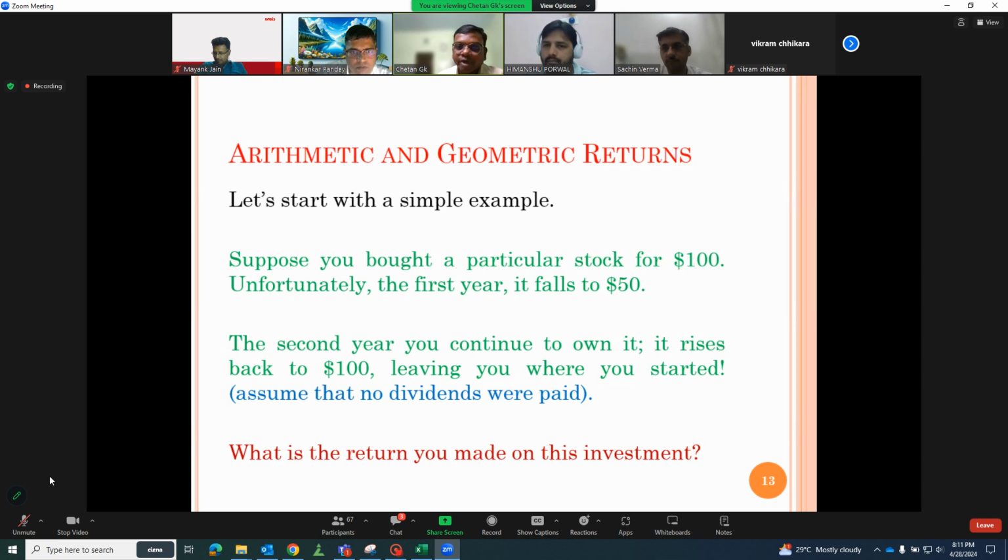So what is the return you made on this investment? Can you please tell me what is your answer? Don't tell me here. Just put your answers in the chat box.